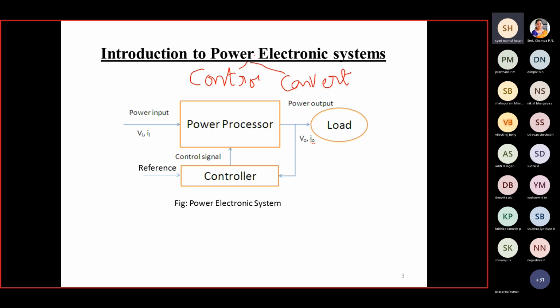A power electronic system, or power electronic converter, is used to control or convert electrical power from one form to another form. What is one form to another form? It may be AC form or DC form, or vice versa, using solid state switches.